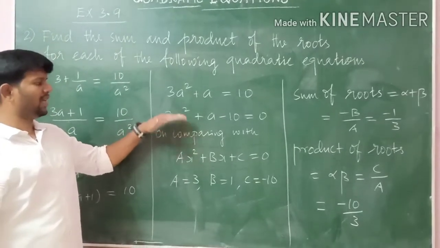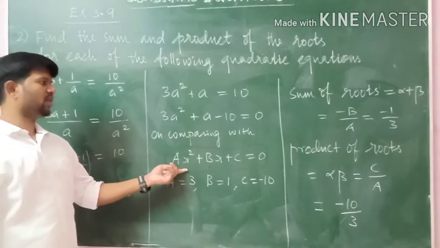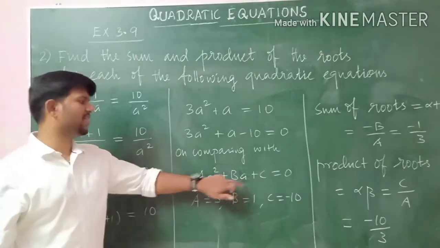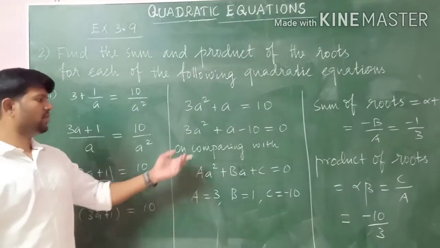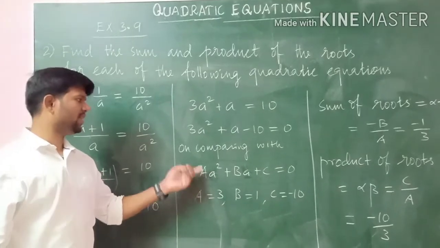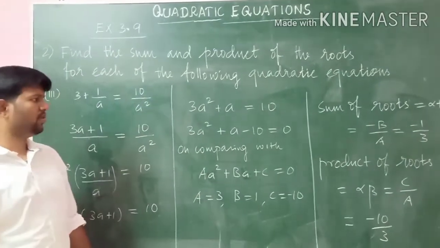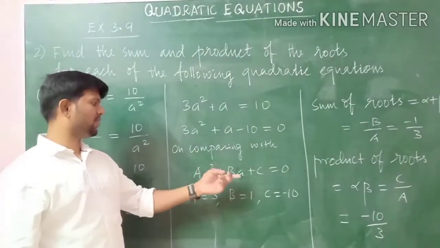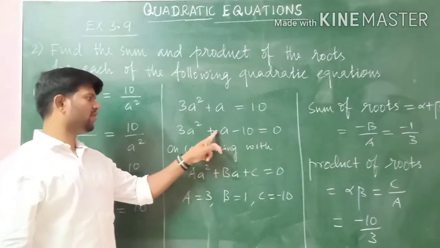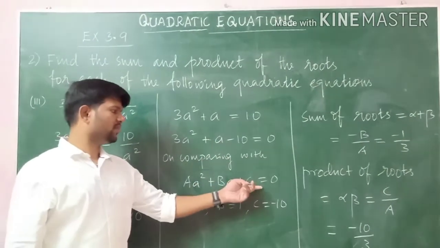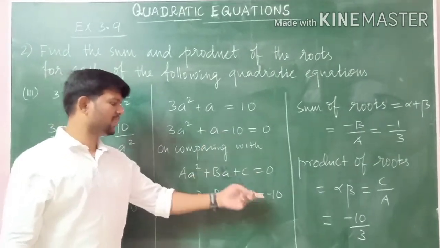Now only it is looking like our general form of quadratic equation, ax square plus bx plus c equal to 0. Since the given variable is a, the coefficient of a square is capital A. Here the coefficient of a square is 3. So capital A is equal to 3. And the coefficient of a is B. Here the coefficient of a is 1. So b is equal to 1. And the constant term c.